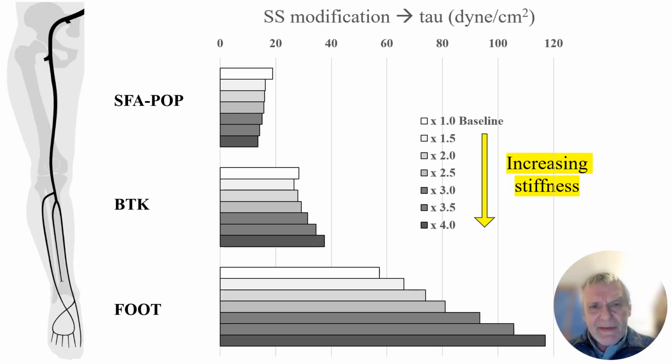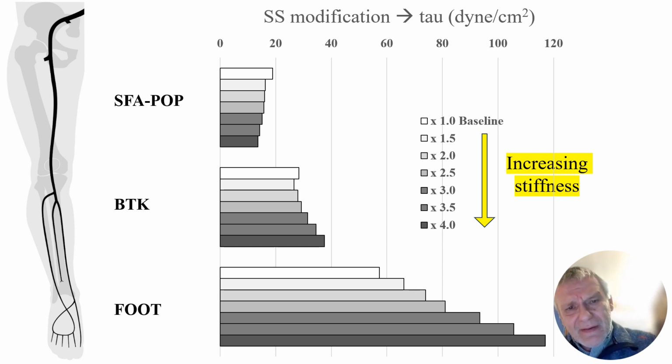These are the results of this attempt to understand in this computational model what happens with increasing stiffness. We start with the baseline elastic Young modulus, and then we increased the stiffness, reducing the elasticity of the vessel wall of these segments 4 times.